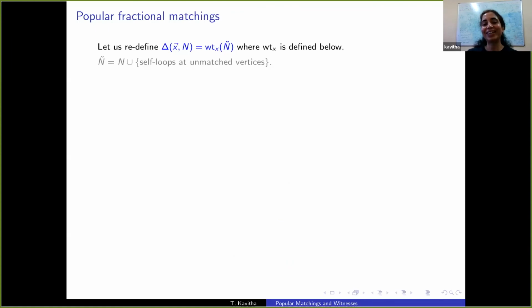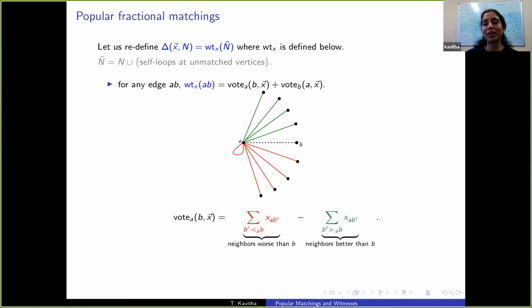So let's redefine delta X comma n, in the way we define it for matchings. Let's have an edge weight function, weight subscript x, where x is a fractional matching. The weight of this edge AB under the fractional matching x is just the sum of votes of the endpoints of the edge for each other versus the respective assignments in x. I've tried to illustrate what A's vote for B versus its assignment in x is.